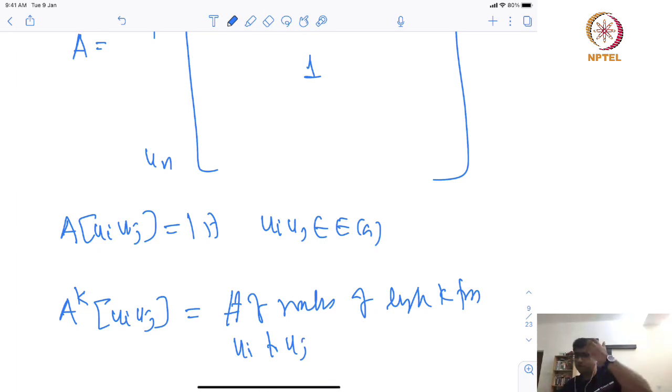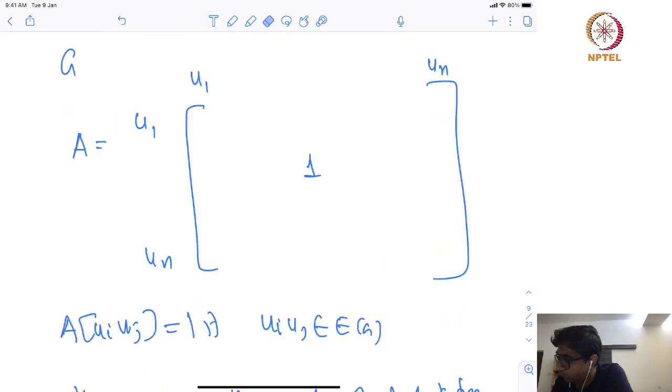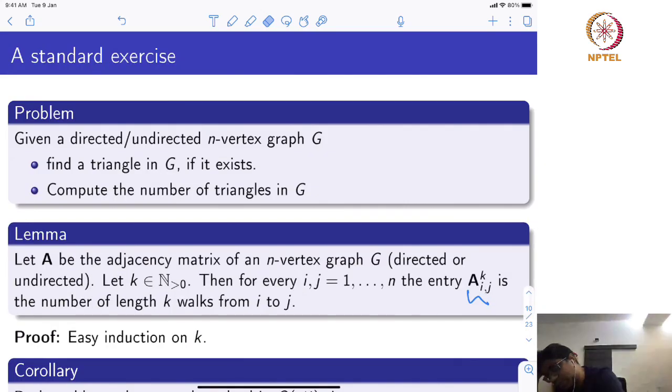Okay. Or you can also do dynamic programming for all that, but this is what it can do, and you can prove this using induction. Okay. So, this is what it means, it is an easy induction on k, but what is the corollary?